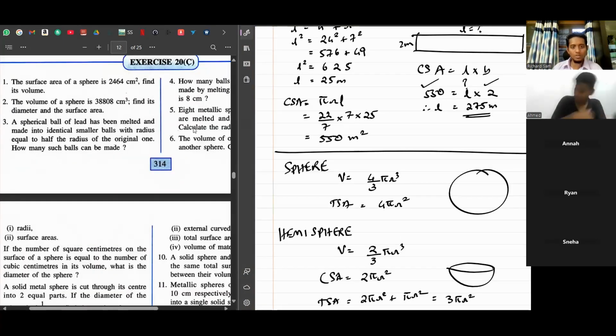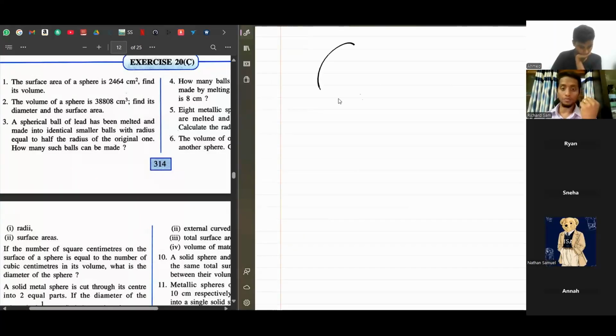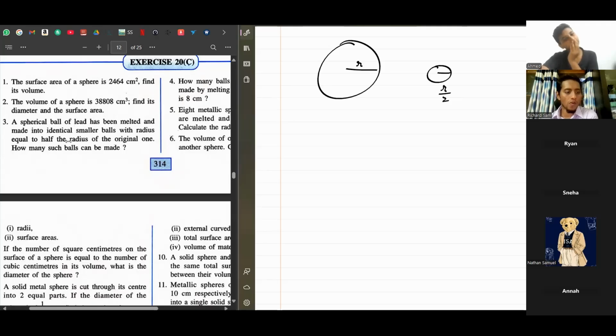Okay, after this, do this third question here. A spherical ball of lead has been melted and made into identical smaller balls with radius equal to half the radius of the original one. If this one's radius is r, then the smaller ball's radius will be r upon 2. How many such balls can be made? So what's the formula for the number of balls that can be made?